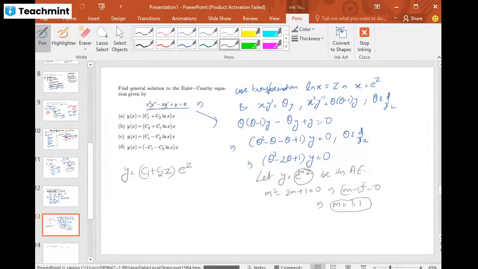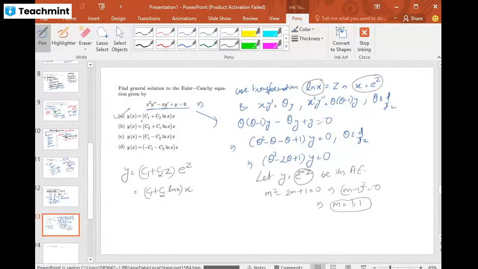But we are given the equation in x and y only, so we need to write the answer in y and x. So what is z? z is log x. And what is e power z? It is x. So the answer is (c1 plus c2 log x) into x. Now let us see which of the options is correct. (c1 plus c2 log x) into x.